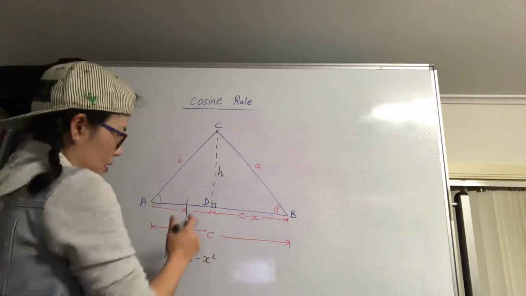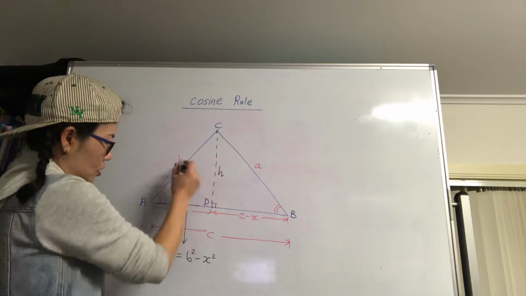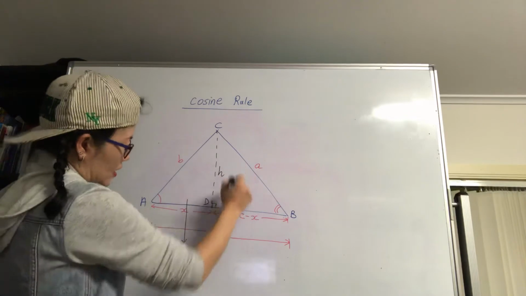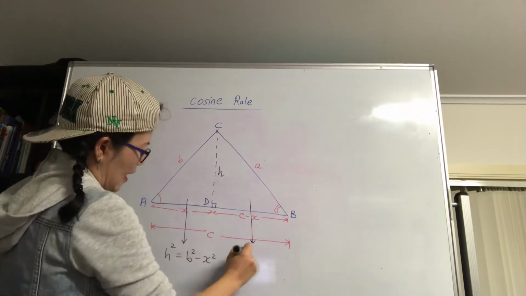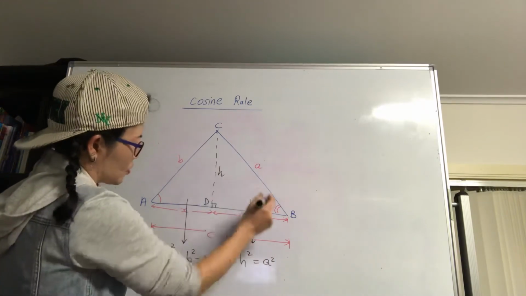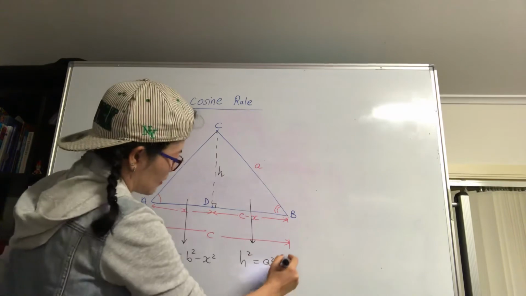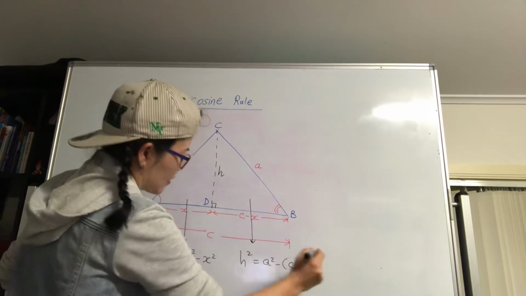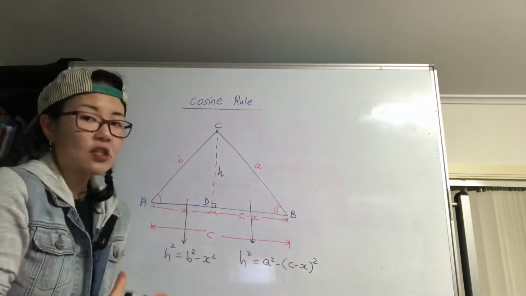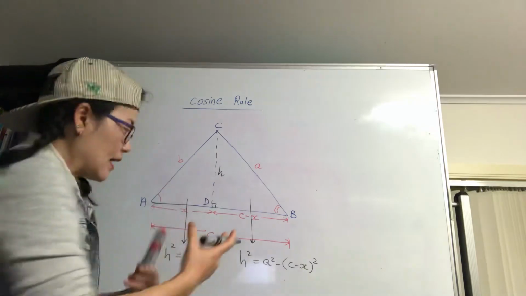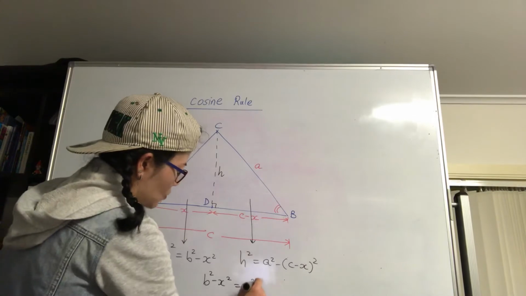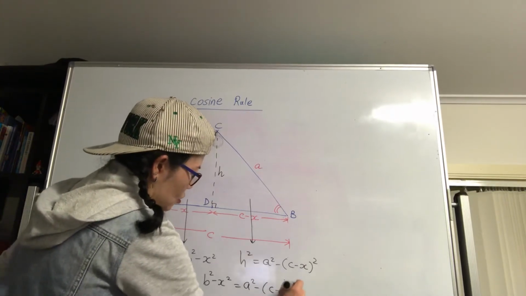Yes, that's Pythagoras, because that's the hypotenuse, that's opposite, and that's base. Now on this one, H squared equals A squared, Pythagoras hypotenuse, so I take away the little part, which is C minus X squared. Okay, so we got two expressions in terms of H squared. Now I'm going to make them the same. So B squared minus X squared equals A squared minus C minus X squared.